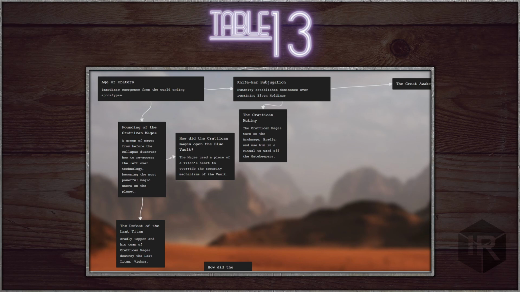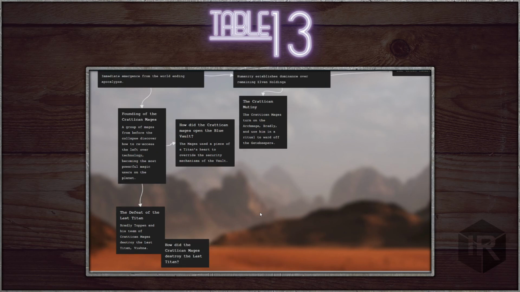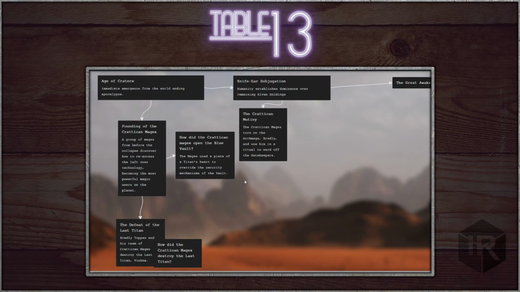Okay. I think that we can do this as an acted scene, probably, since we probably want to get one of those in here at some point. So I forget how that works exactly. A played, operated scene. I always have to look this up because it's a bit of a process. But the first thing you do is you state the question, which we have done. How did the Kratikan mages destroy the last Titan?